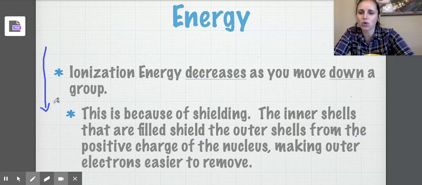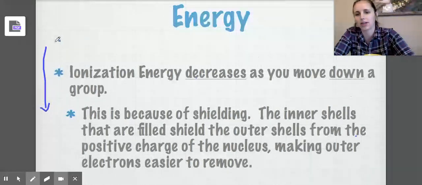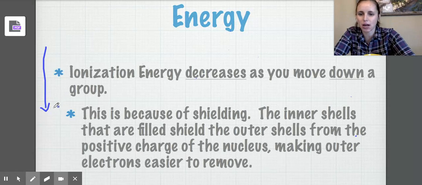So that means it's going to be easier to remove electrons down here. That means it's going to be harder to remove electrons up here. So that means that ionization energy down here should be smaller. Ionization energy up here should be larger. So ionization energy decreases as you move down the group.